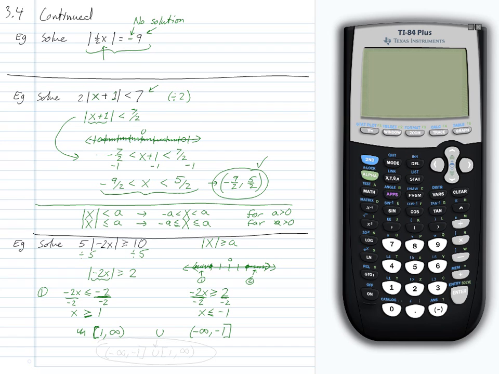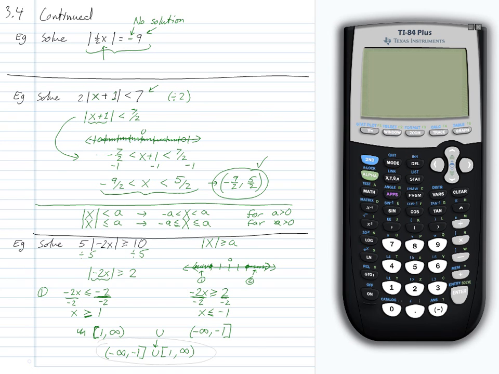Now, generally we like to write this in order from lowest to highest. So I might say from negative infinity up to negative 1, or from 1 to positive infinity.